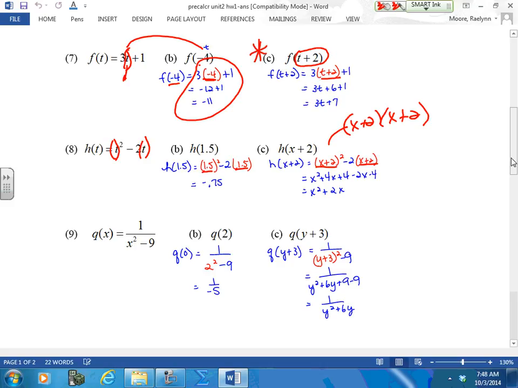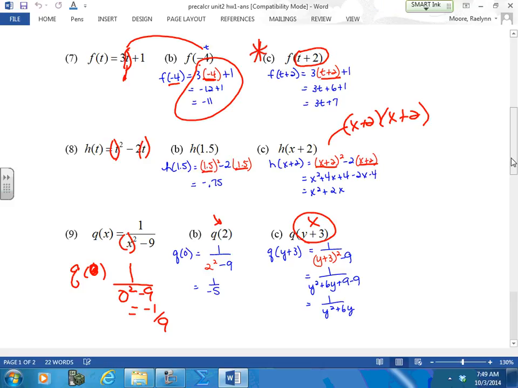Number 9, I'm just taking this x and first plugging in a 2. Then I'm taking this and plugging in a y plus 3. So this is the one where there was a 0. Okay, so let's do q of 0. So let's plug in 1 over 0 squared minus 9. Is that what you got? Okay. I don't know how I changed it.